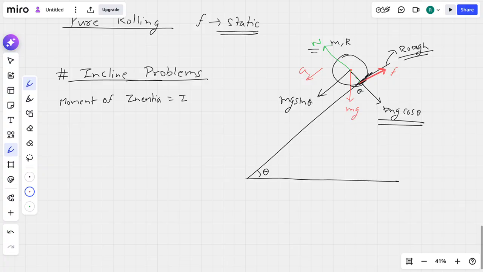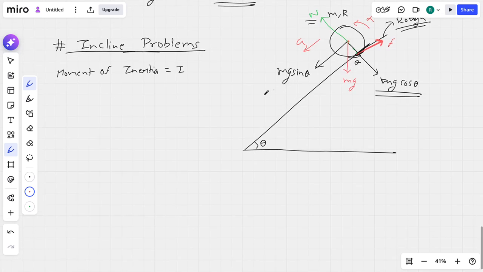And this frictional force provides a torque, and the body will start rotating as well. Its angular acceleration is alpha. So in this way the body will start its rolling motion. Now let's move ahead and write our equations.